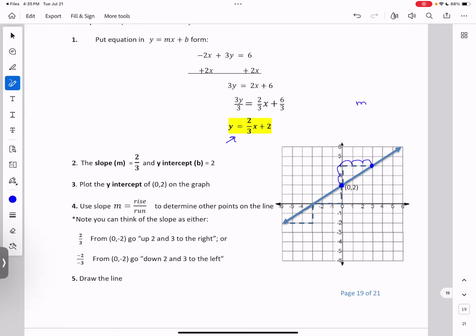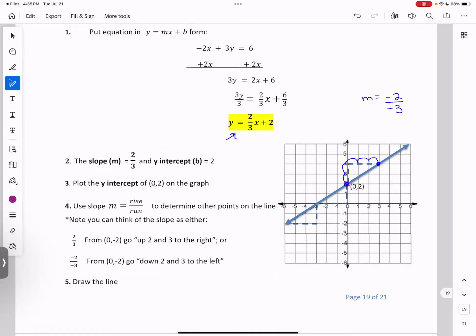Conversely, remember 2/3 is the same thing as -2/-3. So another thing I could do is say, okay, from this y-intercept, I have a rise of -2, so I'm going down 2, and then a run of -3 means I'm going to the left 3, and so I end up at this point over here. And sometimes that can be a really helpful trick if you're running out of room on the right-hand side of your graph. You can always do the opposite, so do the negatives as well.